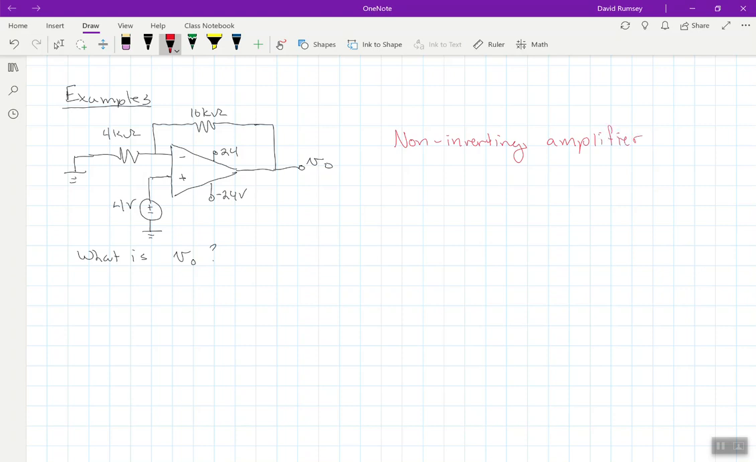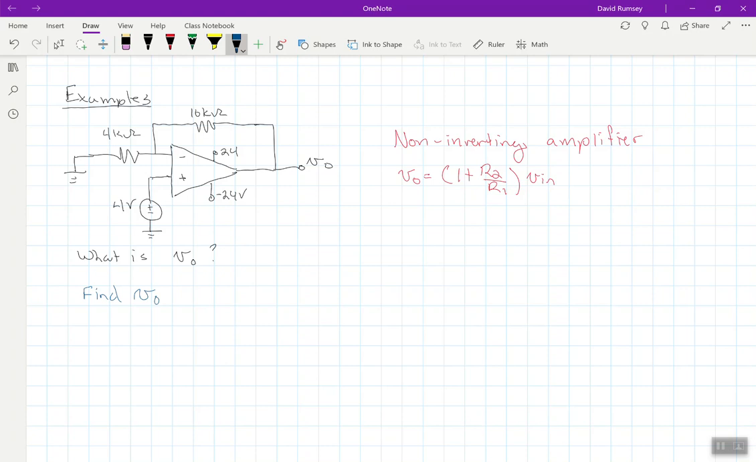Once I've identified the type of amplifier it is, the next thing I always do is write down the formula that I know for this. So the formula for the gain here is that Vout is equal to 1 plus R2 over R1 times Vn. I'm going to write that down now, and then turn my attention to the question. The question here is, what is Vout? Okay, well that makes it actually pretty simple here. I just want to find Vout.